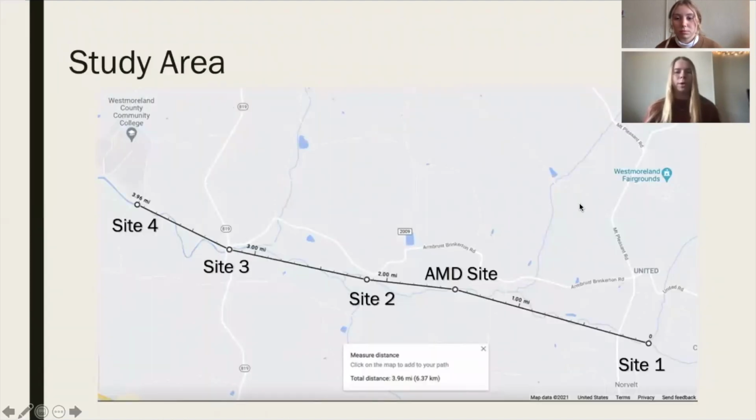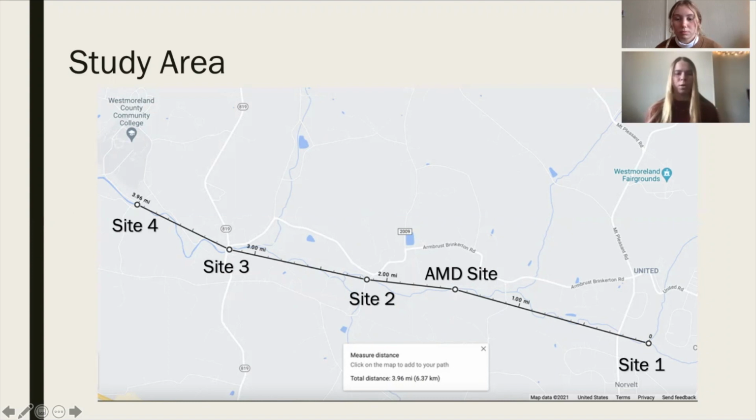This is a map showing our study area, including the total distance from Site 1 to Site 4 as 6.37 kilometers. The Brinkerton site is an 8-acre wet treatment system in Mount Pleasant Township in the southeastern part of Westmoreland County. The Sewickley Creek watershed, where the AMD site is found, is 50 square kilometers and is mostly agriculture with some residential forests.